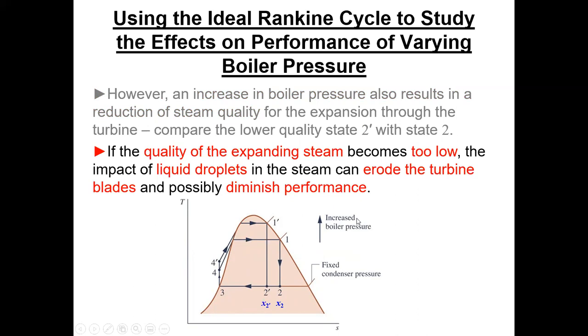If the quality of the expanding steam becomes too low, the impact of liquid droplets in the steam can erode turbine blades and possibly diminish performance. Absolutely. That turbine's not going to be happy at 2, much less 2 prime.